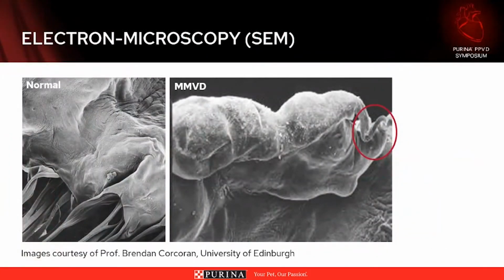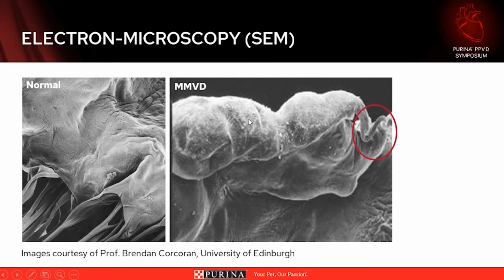These are some more stunning images, I feel they're stunning, from Professor Brendan Corcoran. He did some scanning electron microscopy of a normal mitral valve here. So you can see the nice smooth atrialis layer of the valve itself and how it connects to these nice slender, organized chordae. And then on the right, we have an abnormal valve.